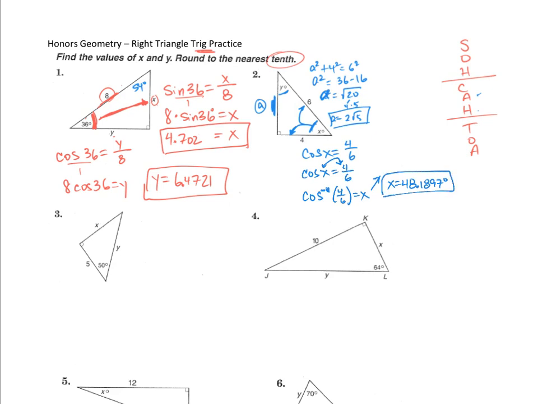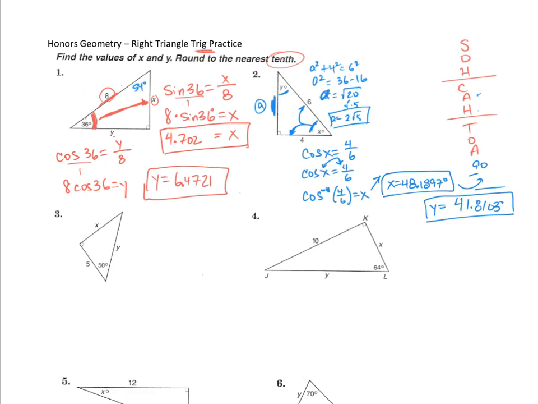Now, to solve for the other one, you don't need to use trig functions. You can, you certainly can, but we know that it's going to be 90 minus this answer. And we could do that, 90 minus this 48.18. And we'll get, this is for y now, 41.8103 degrees.